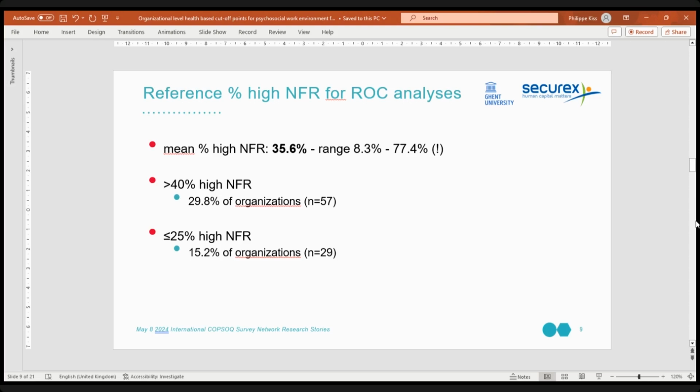Bad guys. Then we thought, why not make a cutoff point for really good guys? When you have less than a quarter of your employees with high need for recovery, you are a really good guy. Then you have a sound, healthy organization. So we used two cutoff points: 40% for the bad guys and less than 25% for the good guys.